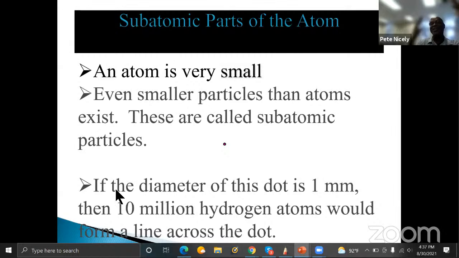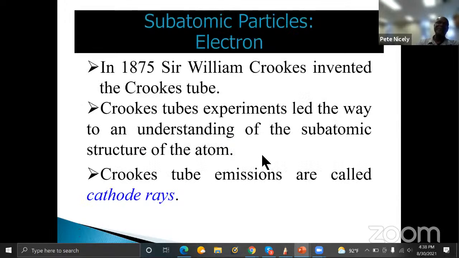Now, just to give you an idea as to the size of an atom, we're going to look at this dot right here. Let's assume that the diameter of this dot is 1 millimeter. If you look at a ruler, you'll see what 1 millimeter looks like. Then basically, you can literally line up 10 million hydrogen atoms across that diameter, from one edge of the circle to the other. So that gives you an idea as to how small a hydrogen atom is.